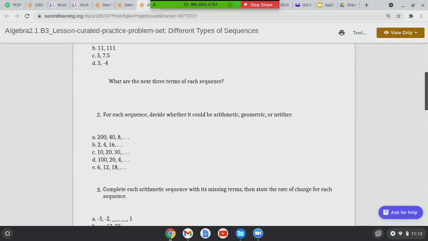Absolutely. Last one. You started with 6, you did something, and you now have 12. You did that same thing, and now you have 18. Is it arithmetic, geometric, or neither?